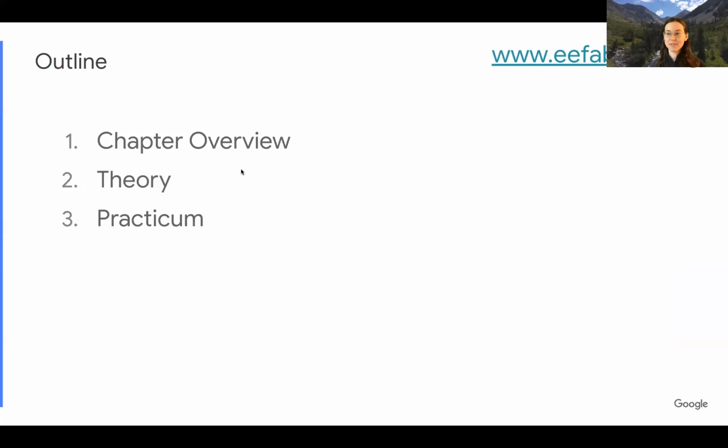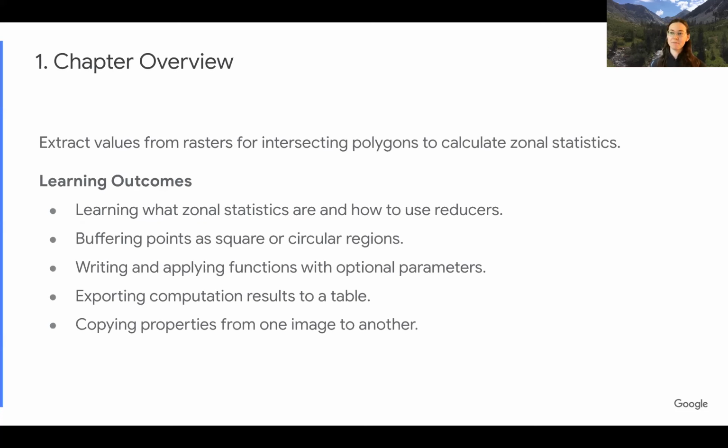All right, so the outline is the same as usual: chapter overview, and then we'll go into the theory and the practicum. We have a few examples. So basically, this chapter is about extracting values from rasters for intersecting polygons to calculate zonal statistics in those polygons.